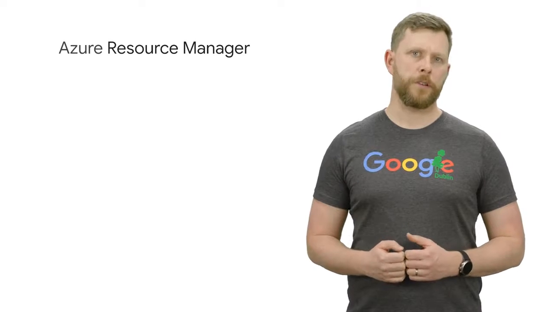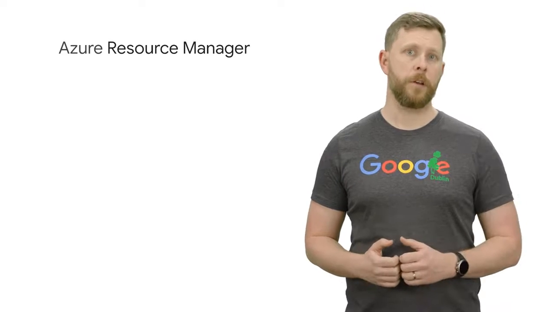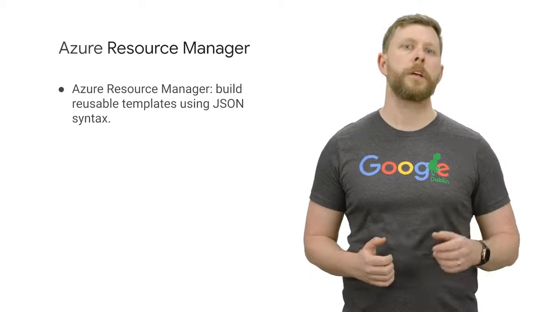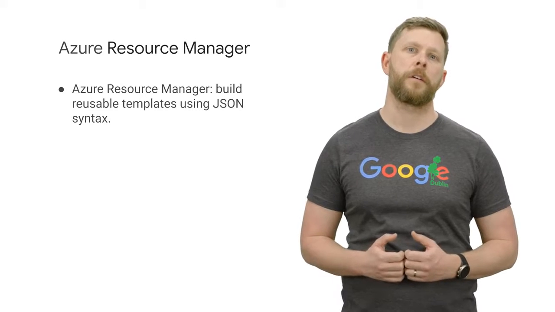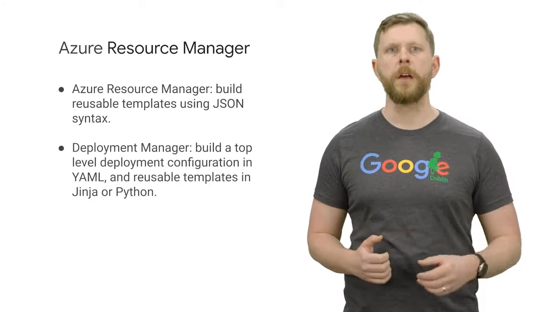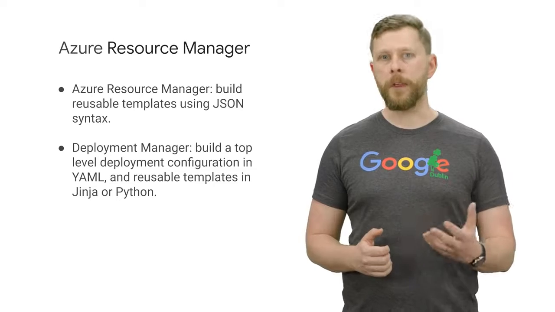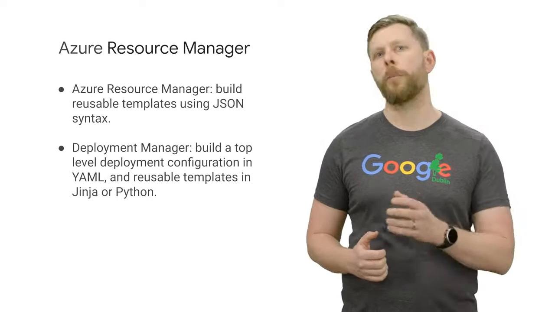Azure Resource Manager is the equivalent to Deployment Manager. Both are used to manage infrastructure as code. You can build reusable Azure Resource Manager templates using JSON syntax. With Deployment Manager, you can build top-level deployment configuration in YAML and reusable templates in Jinja or Python.